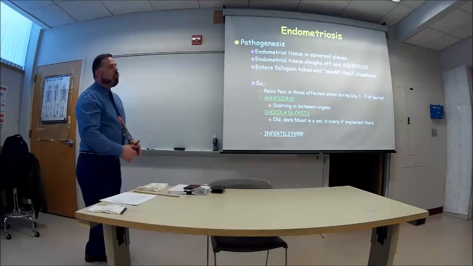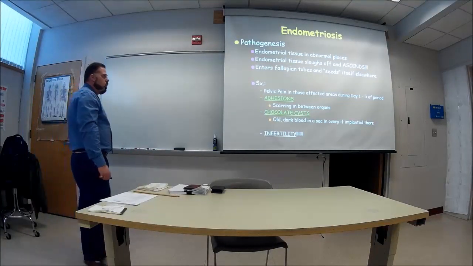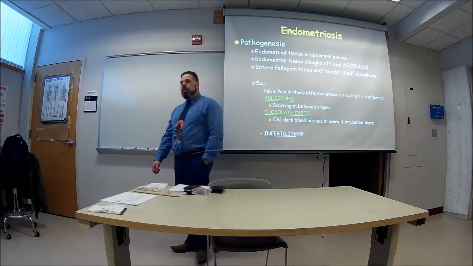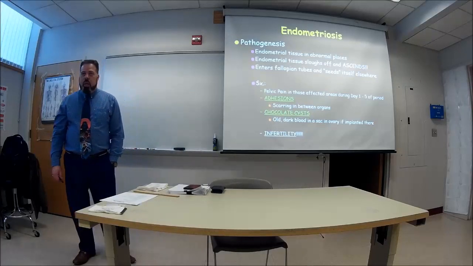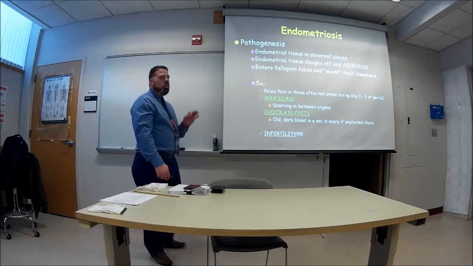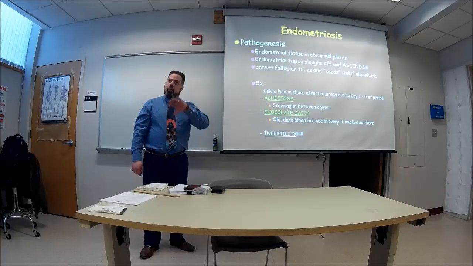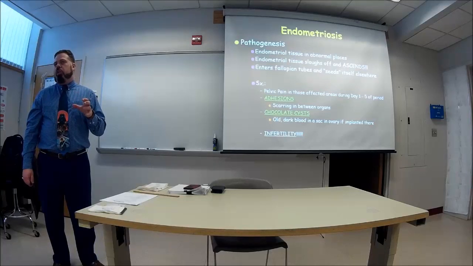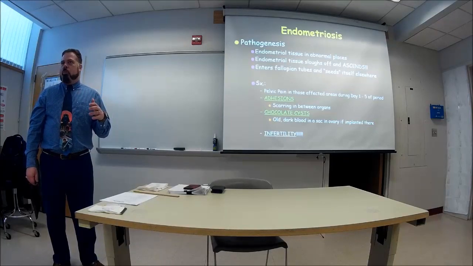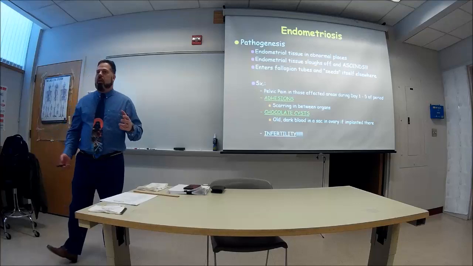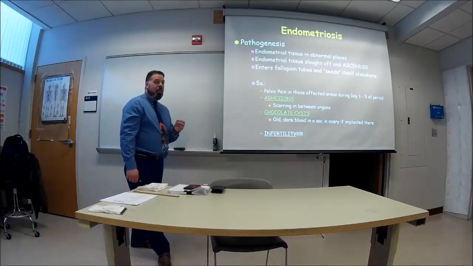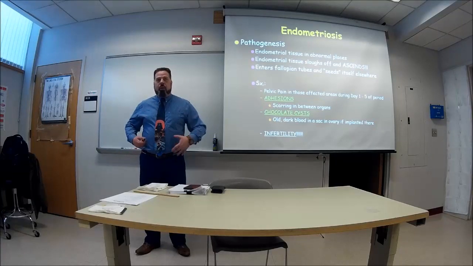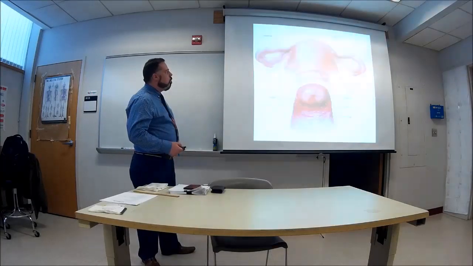Now we have something called endometriosis. Endometriosis is basically endometrial tissue that's in an abnormal place. Now, endometrial tissue is supposed to be the inner lining of the uterus. But for some reason, some of this tissue is in other areas that it shouldn't be. We call them ectopic areas. It could be in the fallopian tube, it could be in the ovary, it could be in your abdominal cavity. Let me go back to this picture for a moment.